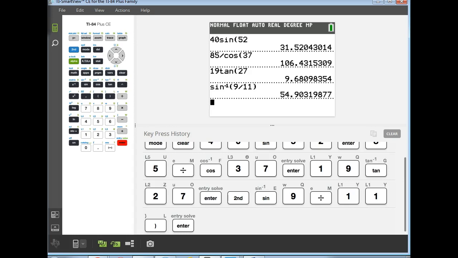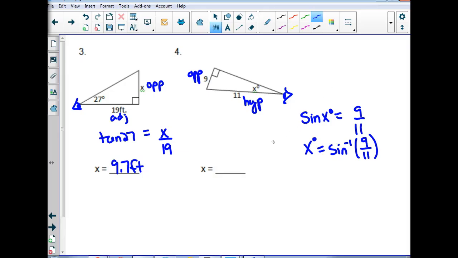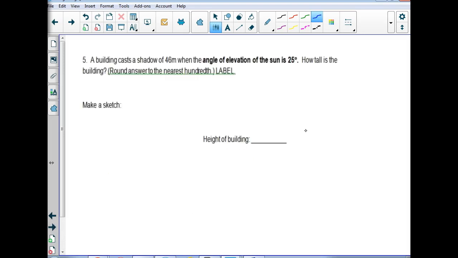Got 54.9 degrees. And I would say if it doesn't specify, go to the nearest tenth on everything. Number 5 has a word problem, and this is what I was speaking to earlier about worksheets 3 and 4 that a lot of people haven't done much on. Those are your applications of right triangle trig, and it discusses angle of elevation.